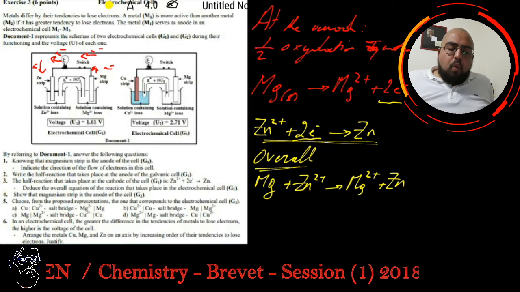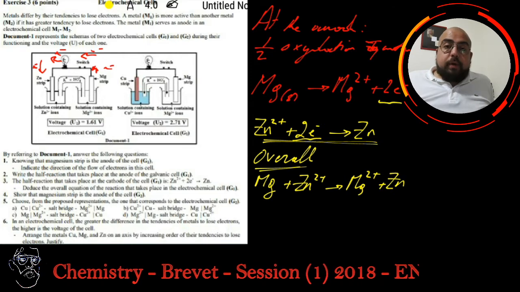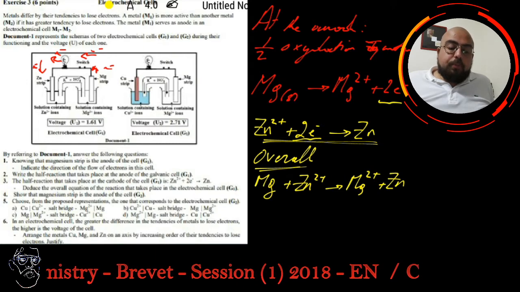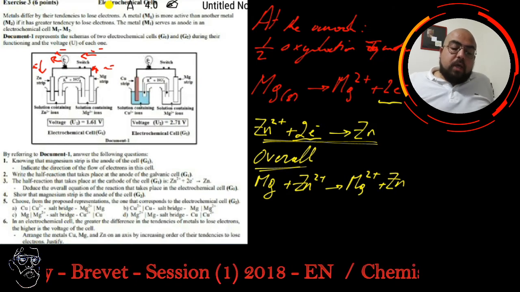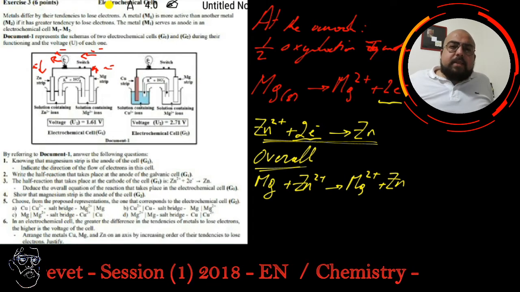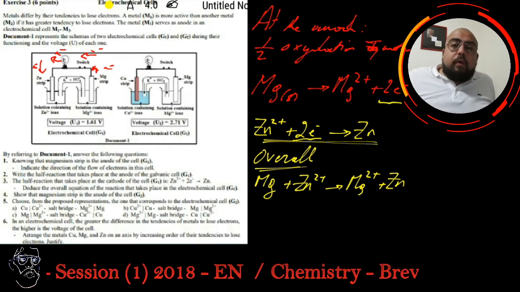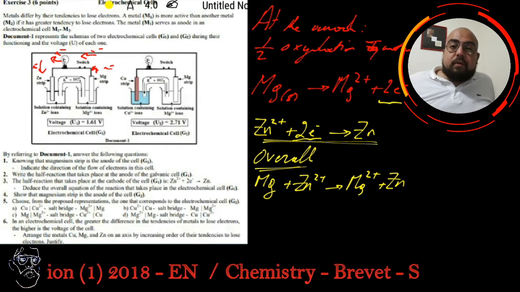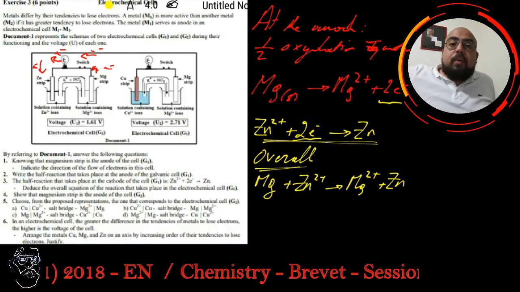Show that the magnesium strip is the anode of the cell G2. Now, why would the magnesium strip be the anode? The only indication we previously mentioned was the migration of the ions from the salt bridge. We have NO3- migrating towards the solution containing Mg2+. It means that Mg2+ is increasing in concentration, so the number of positive charges is increasing. I need negative charges in order to have a certain equilibrium. So NO3- is migrating towards the part where Mg2+ is increasing.